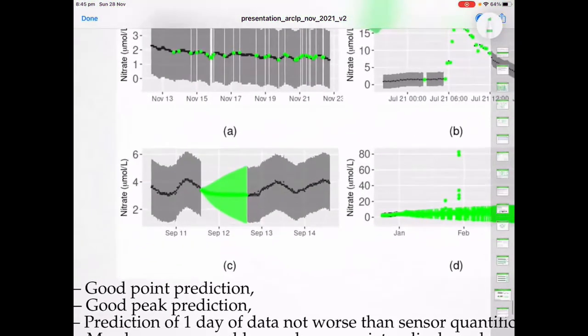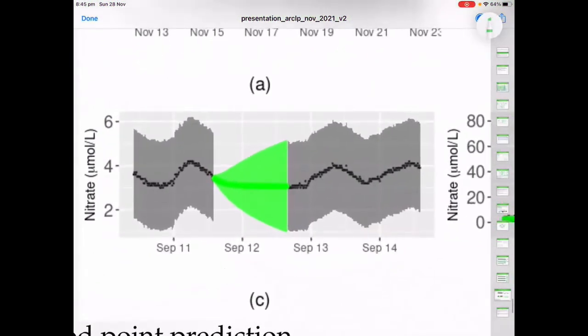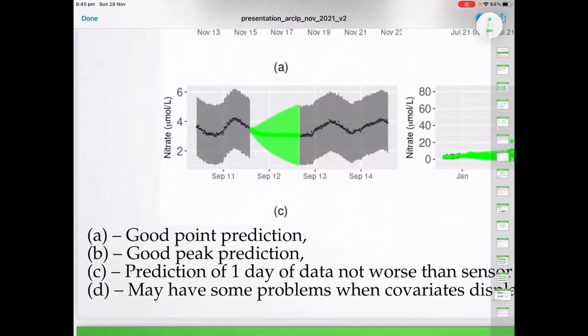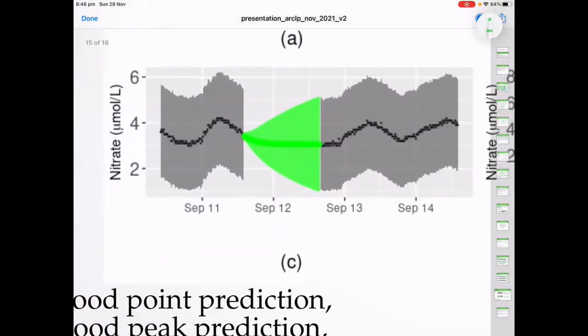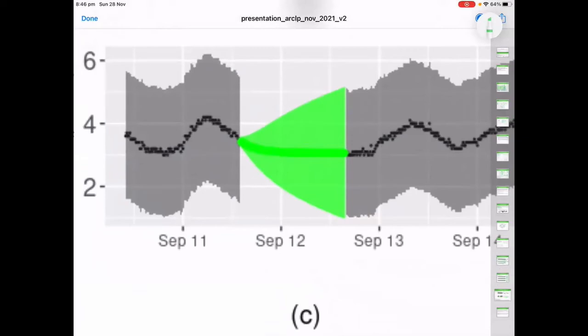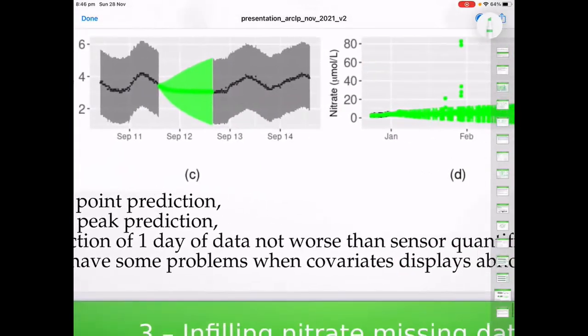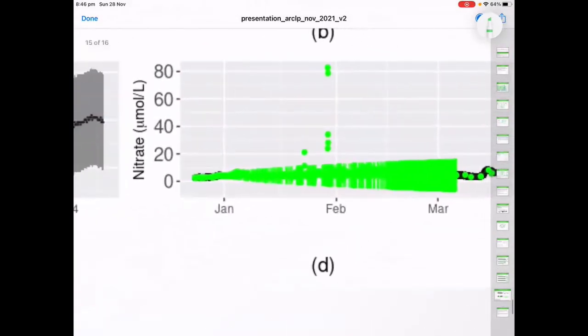Thanks, Kerry. In this case, you can see that we have a long 1 day of missing data. At the beginning, the prediction interval is quite okay, and after it is increasing because you only have the backward information, the previous information, but it's still within the detection limit.